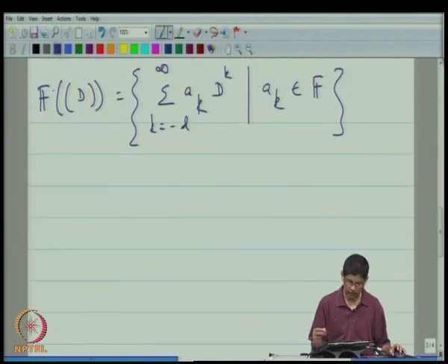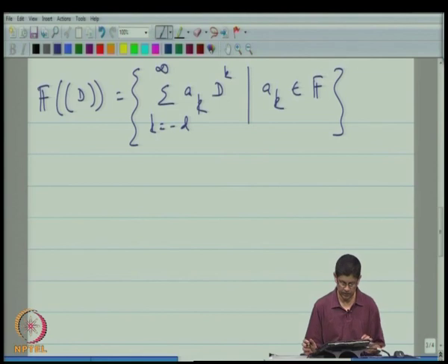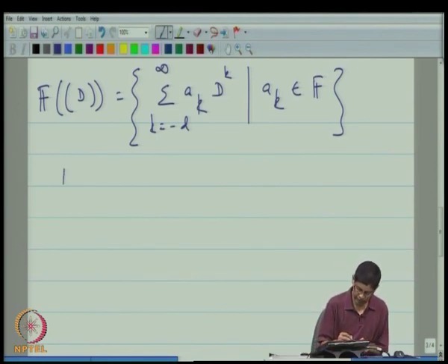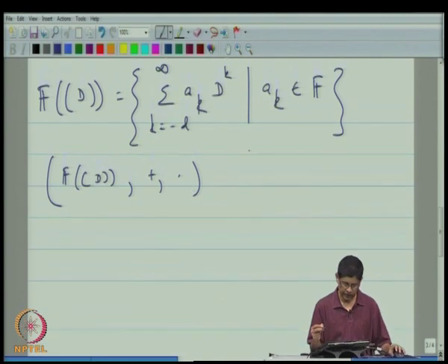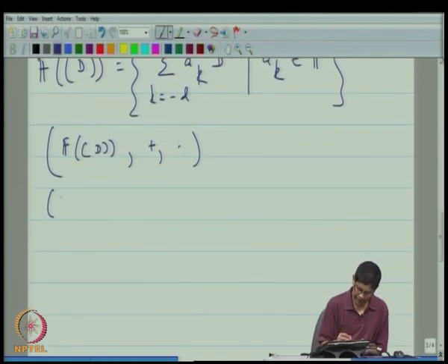And I said that if you want to check whether this is a field, it is fairly easy to check that when you look at this together with plus, it is easy to check that under plus it is an abelian group.